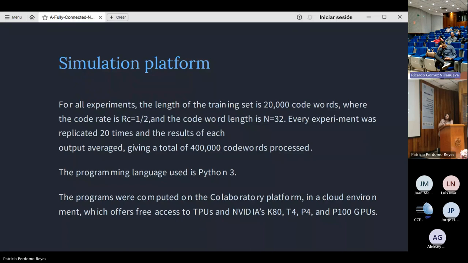In order to see our results, I will explain how I came up with this. I used 20,000 code words because I wanted to compare with the state of the art architectures. There's a paper written by Gruber et al., and they use this amount of code words. Their code rate is 1/2, and the code word length is 32. The programming language was Python, and I ran the programs on the collaborative platform because I had access to GPUs for free.